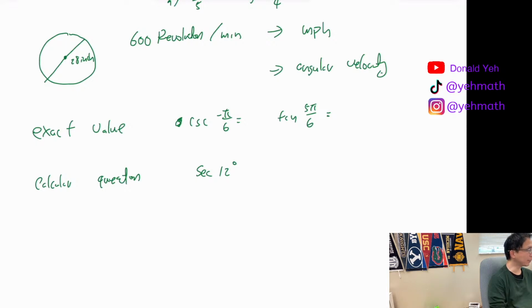Your calculator setting needs to be in degrees here. You've got to know when to use degrees and when to use radians. How do you find secant of 12 degrees? 1 over cosine. So you're going to type in 1 divided by cosine of 12 degrees. I don't know what that value is. 1.022. Is that right? 1.022? Okay, 3 decimal places on the AP exam.